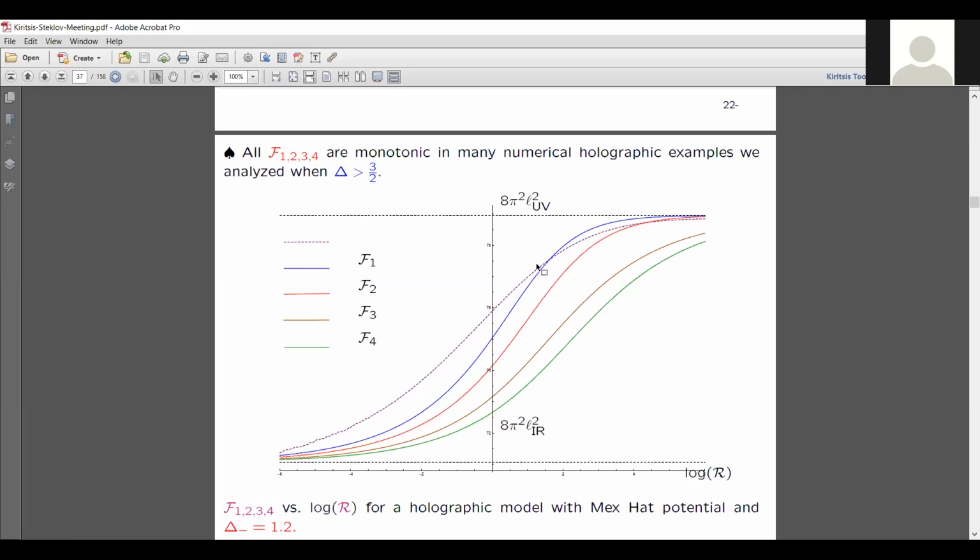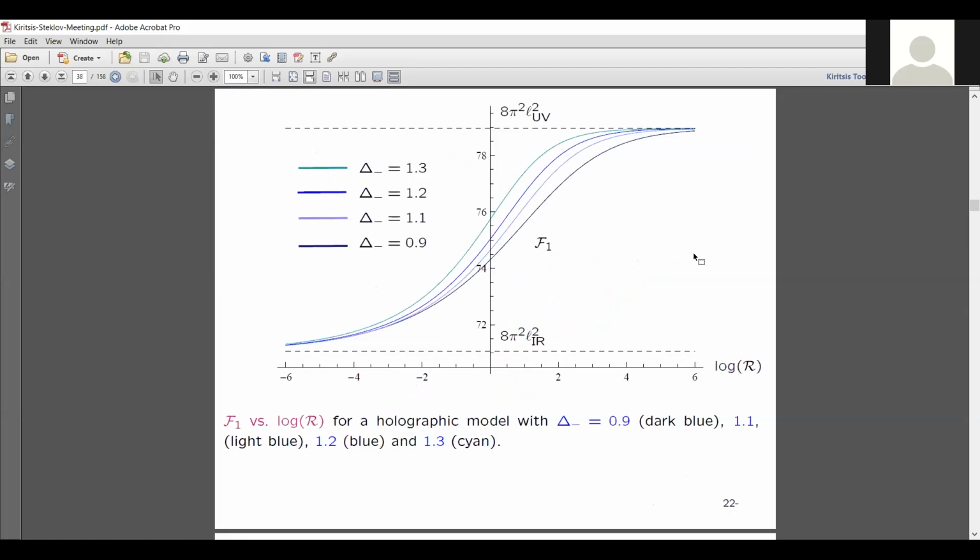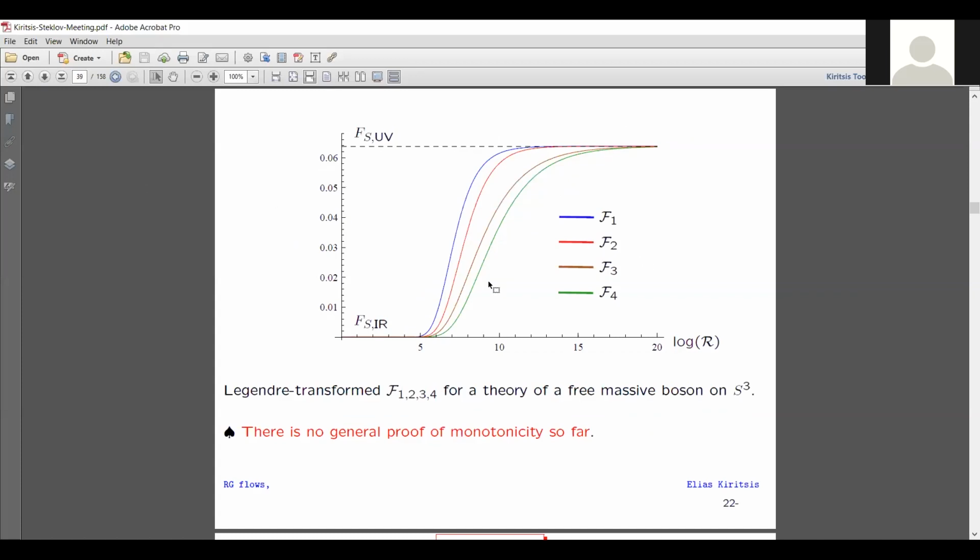And also I have plotted the Sinha, Myers, Liu and Mezei example to show you, of course, this is also monotonic, but it's distinct from these. We checked various other things. We changed dimensions, changed potentials, etc. They are always monotonic, at least in all the cases we could check. We have checked also for the theory that made the original proposal of the S3 partition function fail, and this is the free massive boson. But here you have to Legendre transform, and when you Legendre transform, our functions are also monotonic. However, we have no general proof of monotonicity so far.